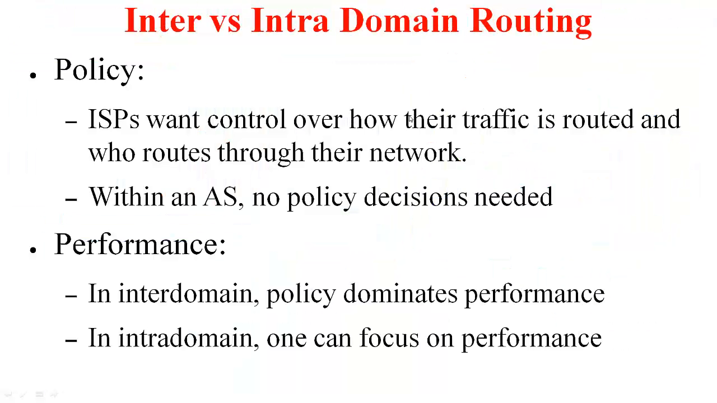So why do we have inter and intra-domain routing? For various reasons. One is policy, where ISPs want control over how their traffic is routed, and if you want policy, you need to go for inter-domain routing. But within an autonomous system, there are no policy decisions because everything is controlled by a single administration. There you can focus on performance. So as far as inter-domain is concerned, policy dominates performance, whereas for intra-domain, one can focus on performance.